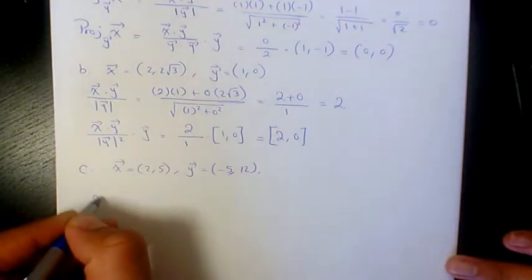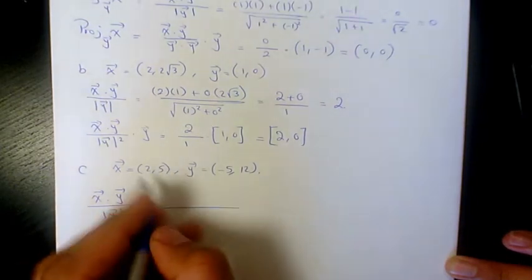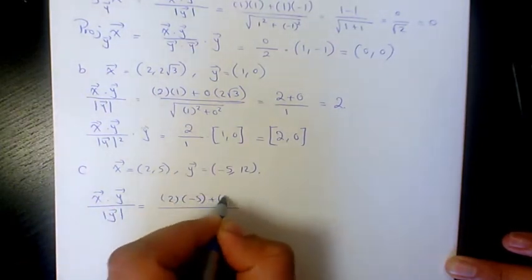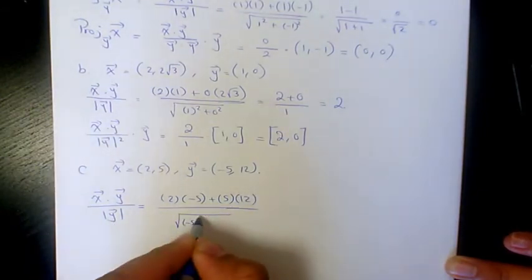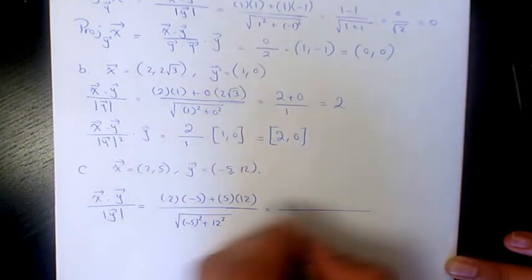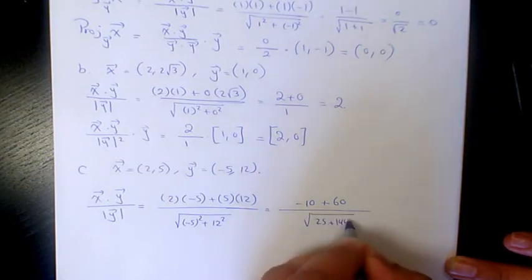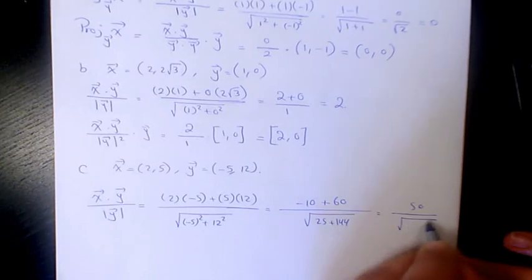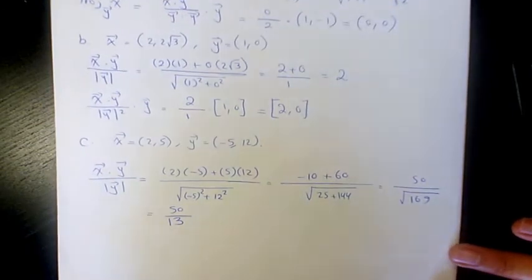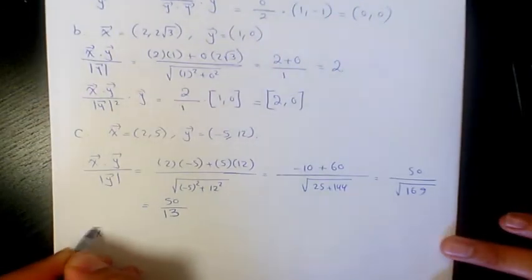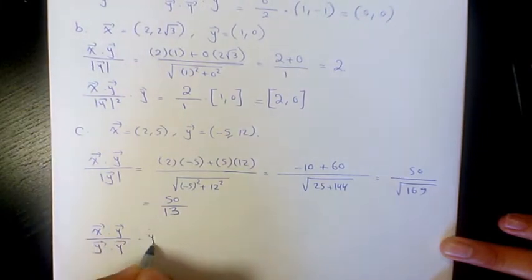Next one. For the scalar, we have the dot product of x and y divided by magnitude of y. That will be 2 times negative 5 plus 5 times 12, divided by magnitude of y, which is negative 5 squared plus 12 squared. That will be negative 10 plus 60 over 25 plus 144, 50 over 169. That will be 50 over 13. If you want to find out the vector projection, the dot product of x and y divided by the dot product of y and y times the vector y.